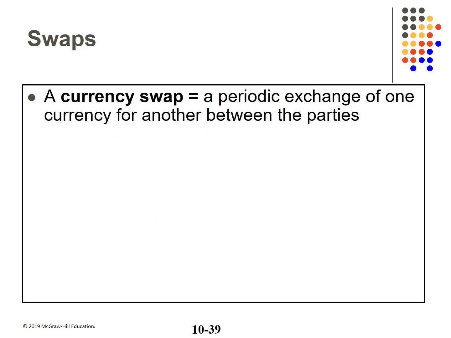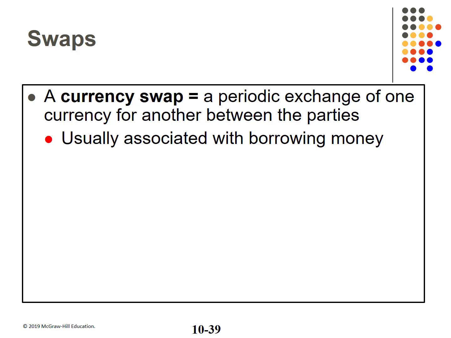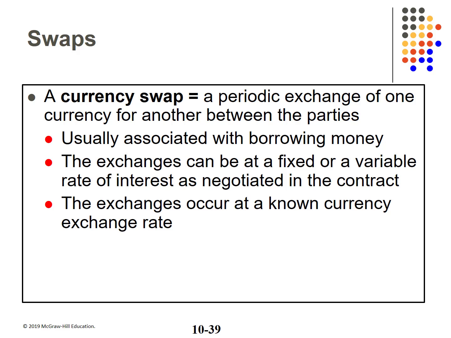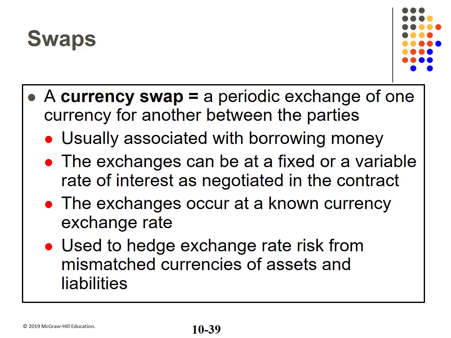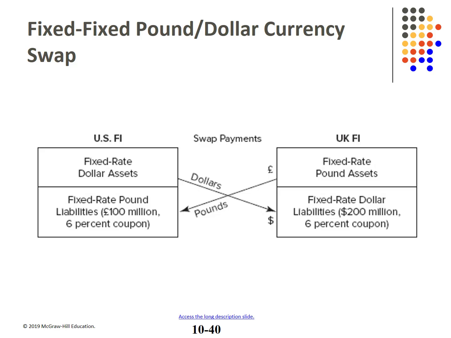A currency swap is the periodic exchange of one currency for another between two parties. These are usually involved with borrowing money. The interest can be fixed or floating as negotiated, but the exchanges do occur at known exchange rates. These are used to hedge exchange rate risk from having the currencies of assets and liabilities mismatched. This is figure 10-15 in your text.